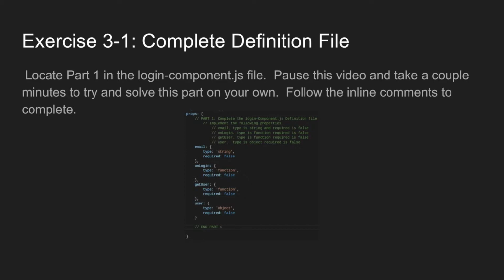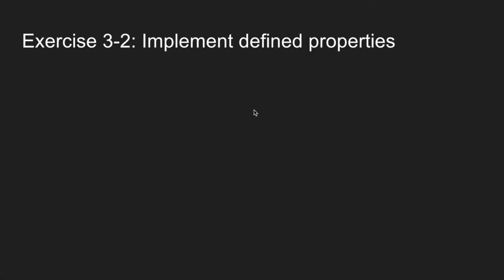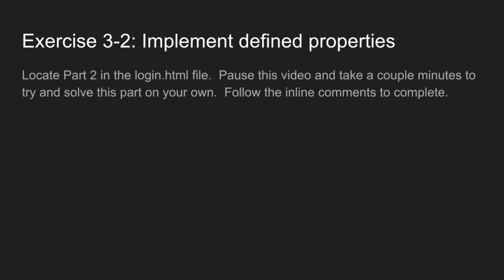Otherwise, we're going to move on to the second part of this exercise, which is implement the defined properties. So for this one, we're going to locate part 2 in the login.html file. So this is going to be our parent. So go ahead and pause this video and take a couple minutes to try and solve this part on your own. Follow the inline comments to complete.